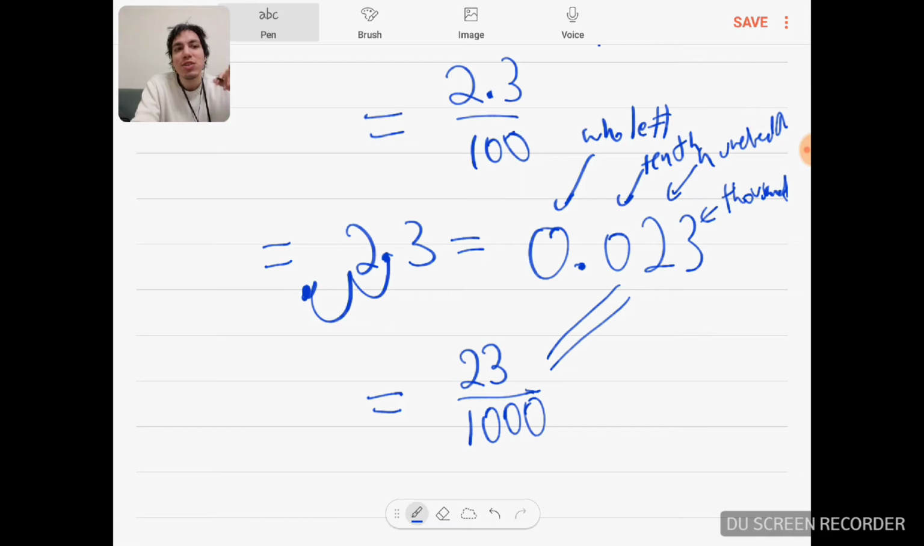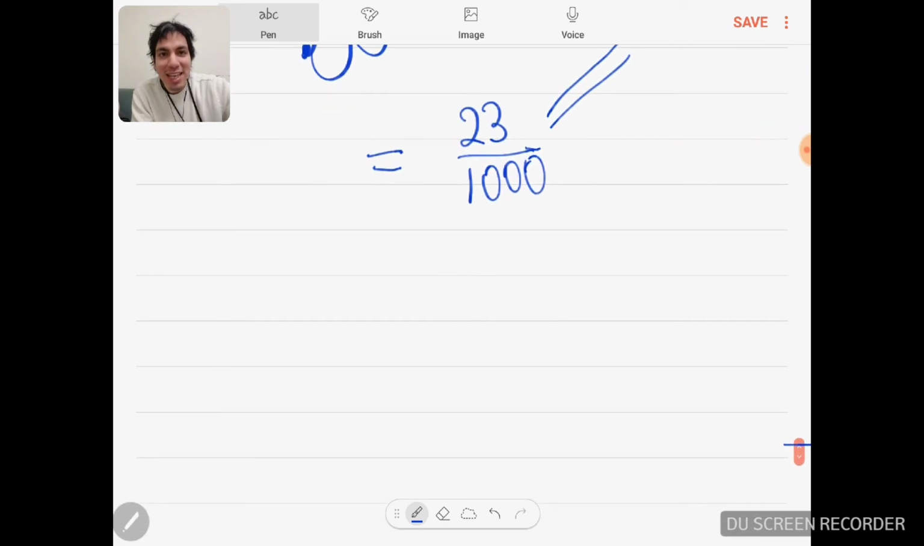Remember, in words, it would be 23 thousandths. So therefore, you'd write that whole number, but then you'd write the place value. So if it was a very tiny number, let's say I write 5 ten-thousandths. It would have been 5 over 10,000. That's basically what I'm trying to say.